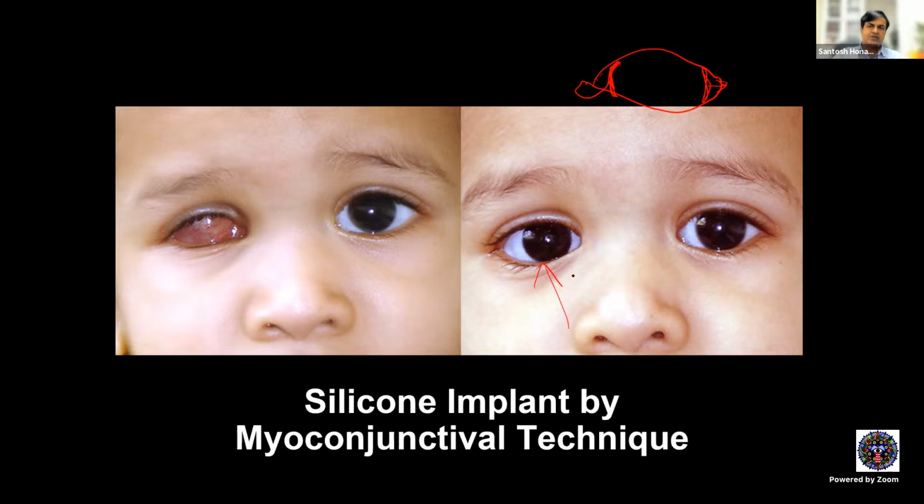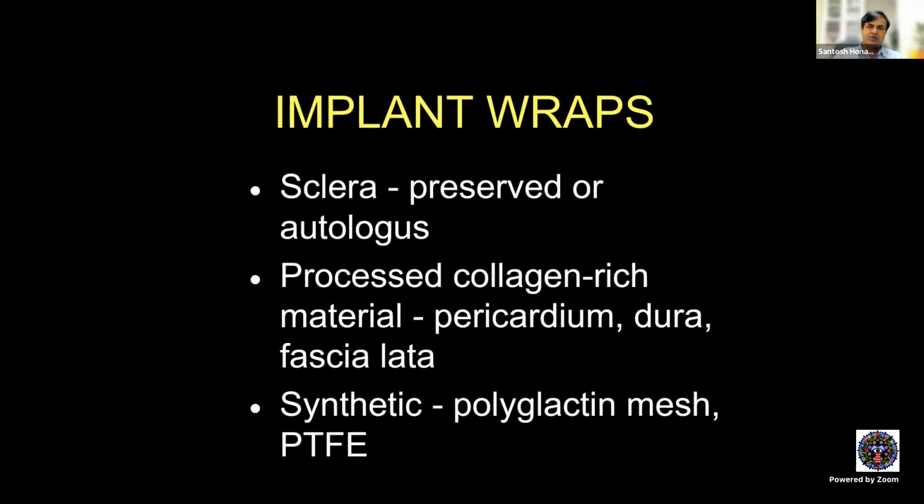That's the enucleated right eye with prosthesis. You can give them really great static cosmesis and dynamic cosmesis also.